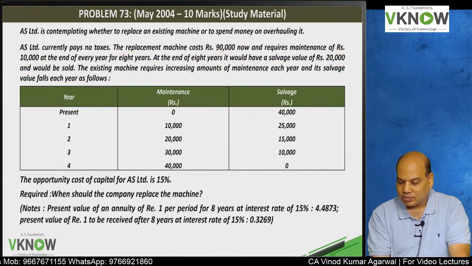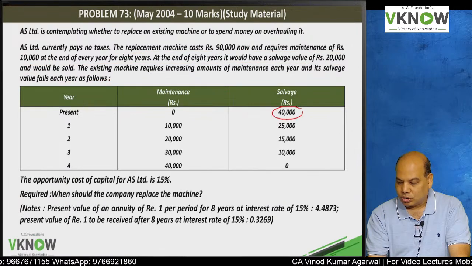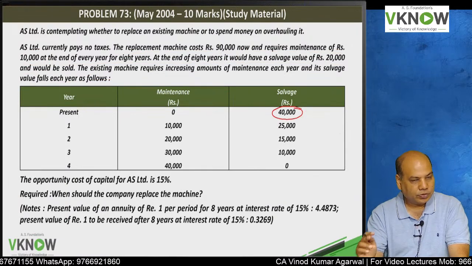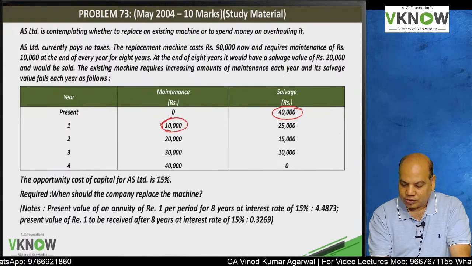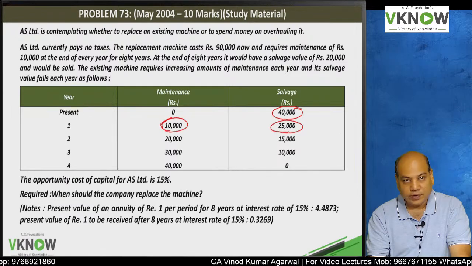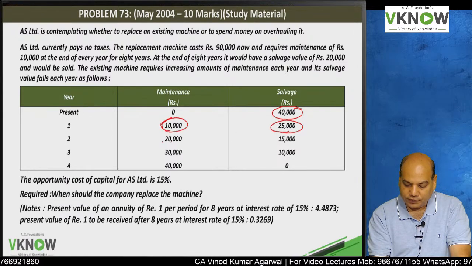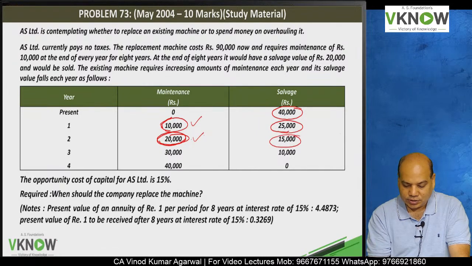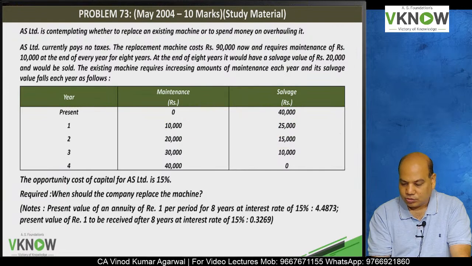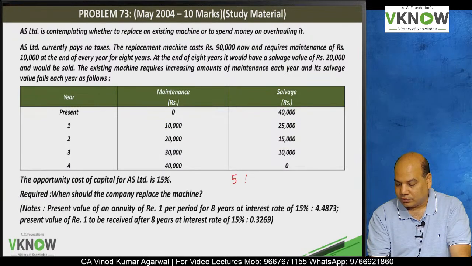The old asset can be sold today for 40,000. But if you want to use it, you can use it for 1 year, incur 10,000 maintenance, and you'll get 25,000 salvage. If you use it for 2 years, you'll get 20,000 salvage and pay 20,000 maintenance, and 15,000 salvage likewise. So basically in this question we have 5 alternatives.